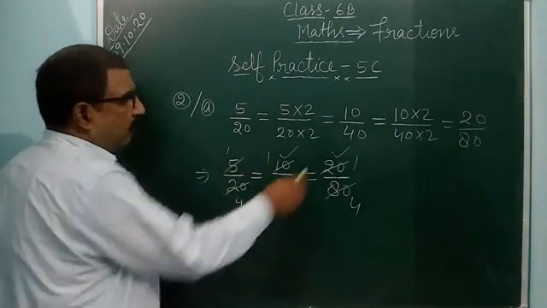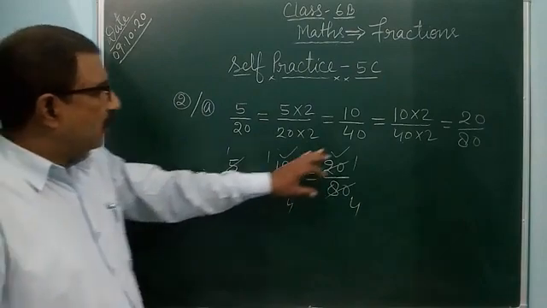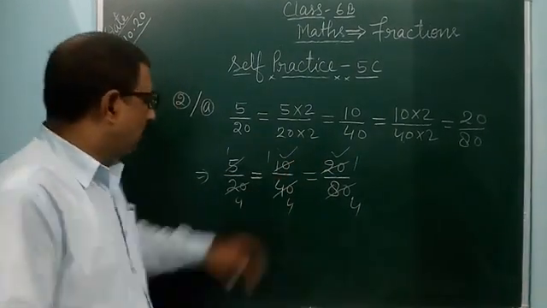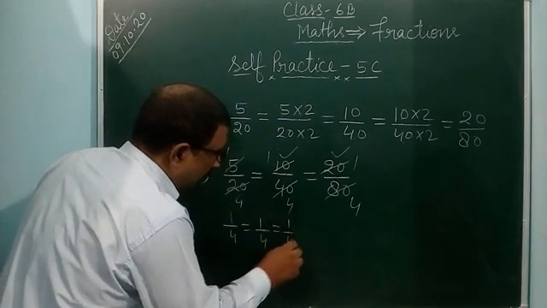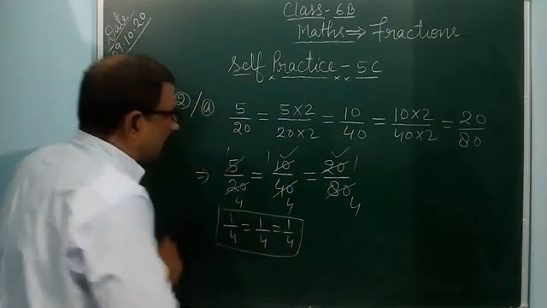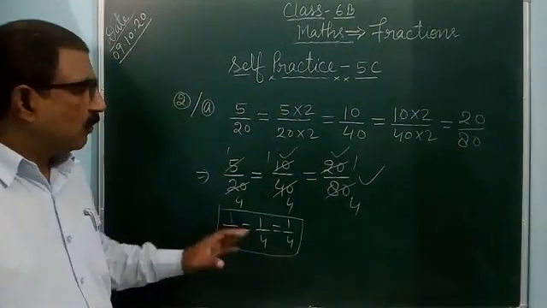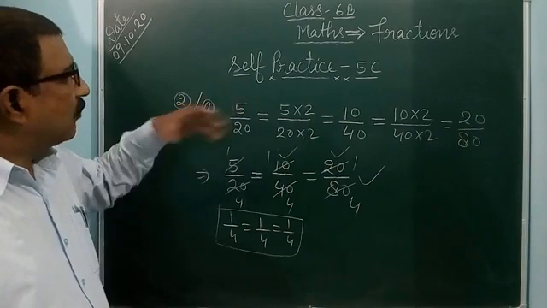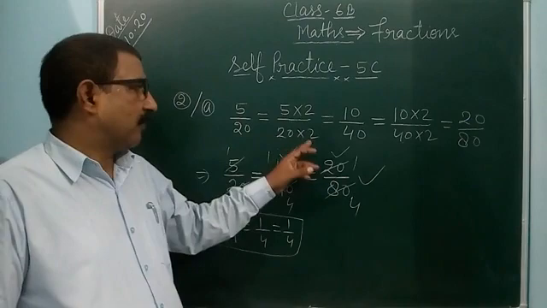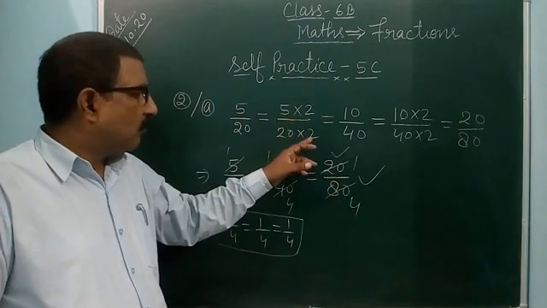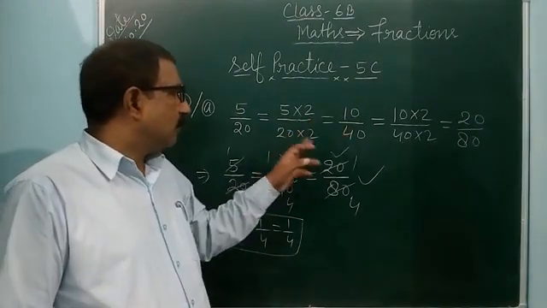1 by 4, 1 by 4, 1 by 4. Real values of 5 by 20, 10 by 40 and 20 by 80 are equal as 1 by 4. So in this way you can do till here only. I am doing it for understanding only. So you can find out equivalent fractions multiplying with the same number with numerator and denominator. 2 is multiplied with 5 and 2 also is multiplied with 20. Again you can get 5 to the 10 and 20 to the 40.